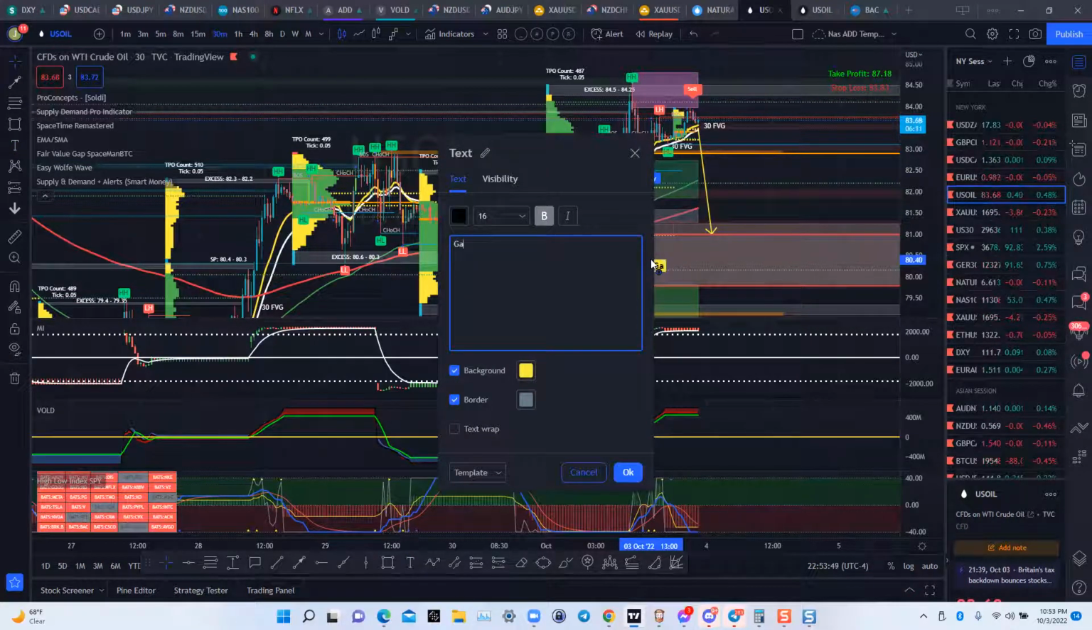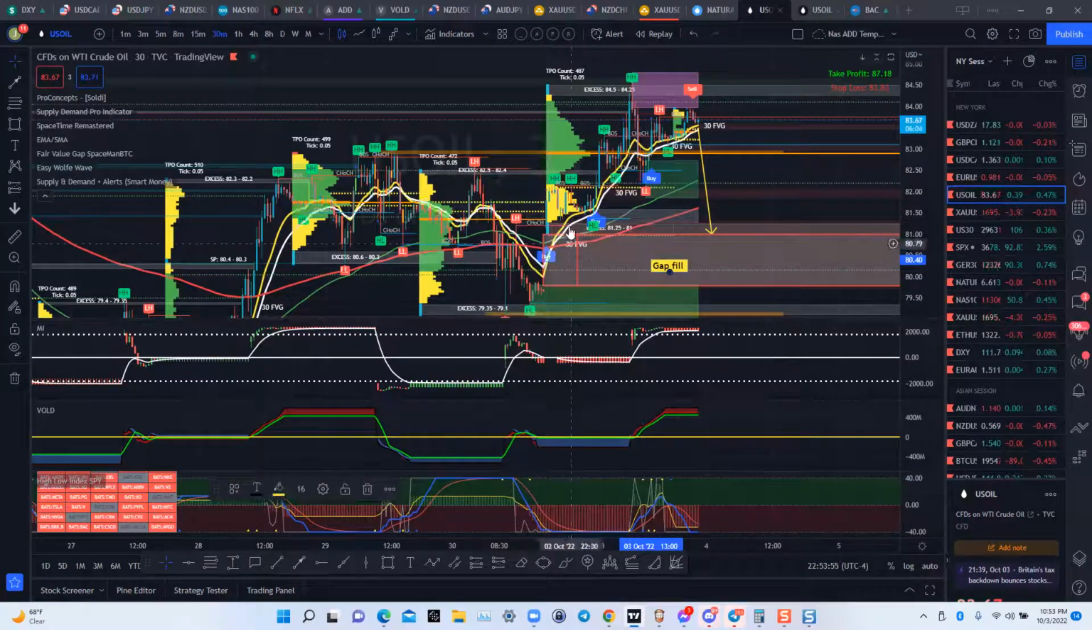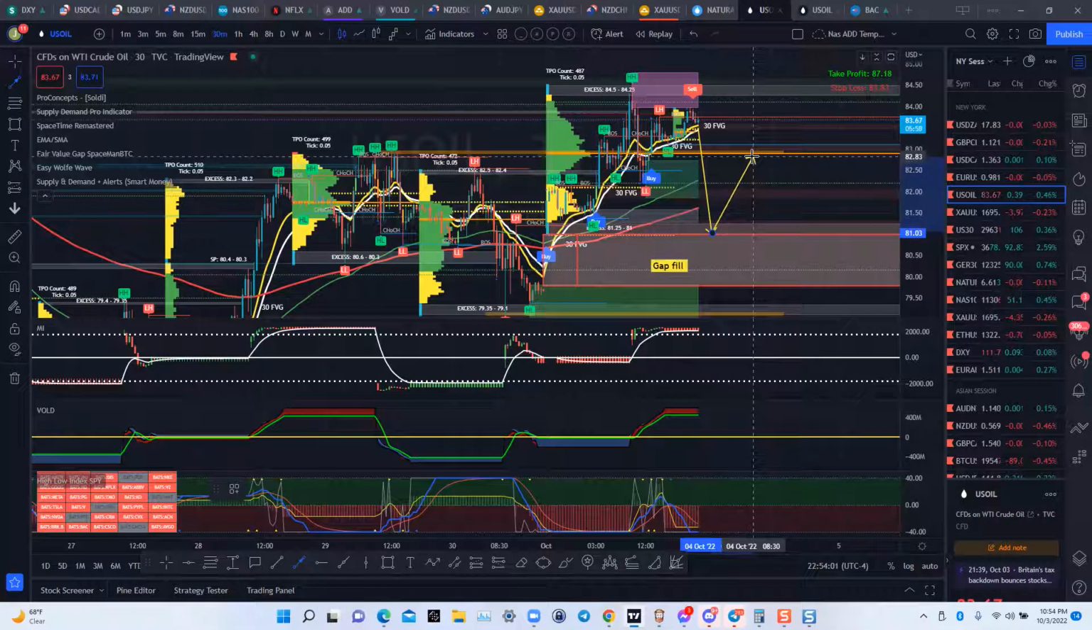Once it enters the gap, it may bounce off the gap too. That's gap support, gap resistance. So it may just come over here and bounce off and go this way too. It might go this way. But we wanted it to go in here and fill the gap. Once it fills the gap, that's a trade. That's a trade right there.